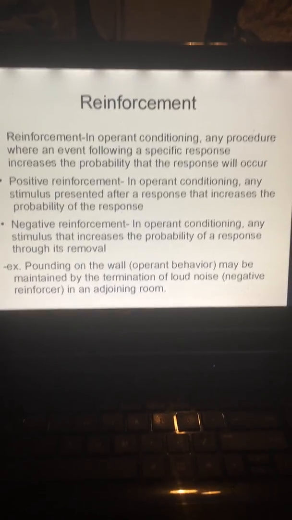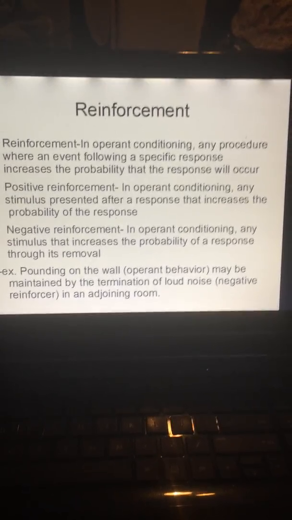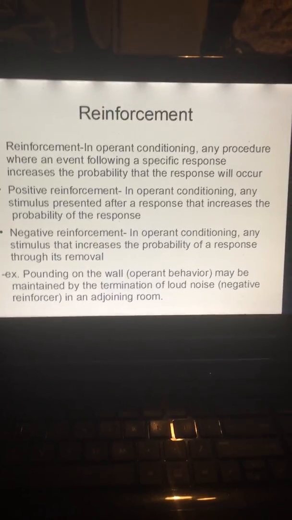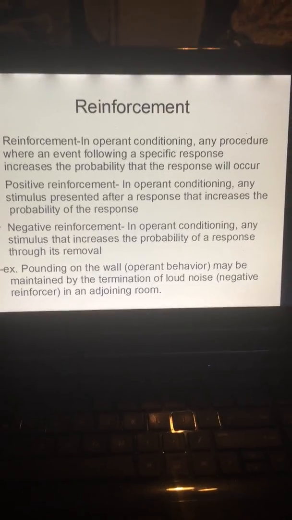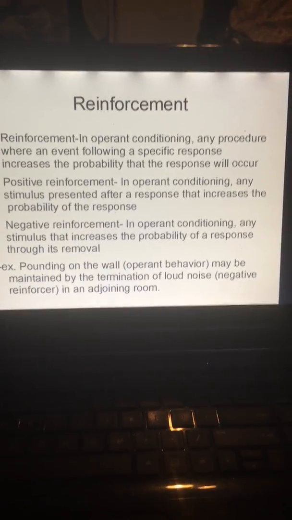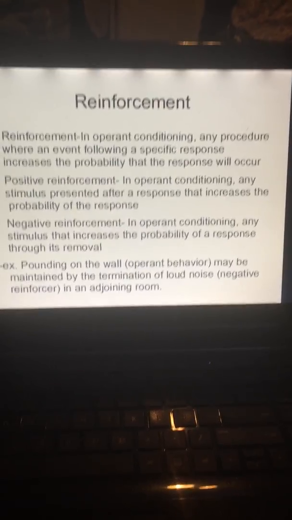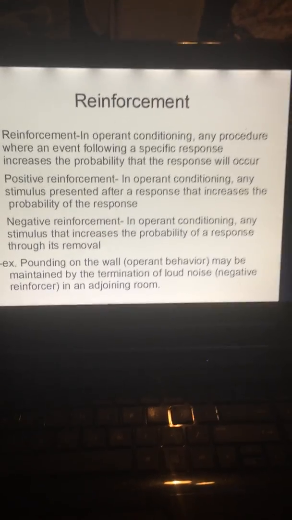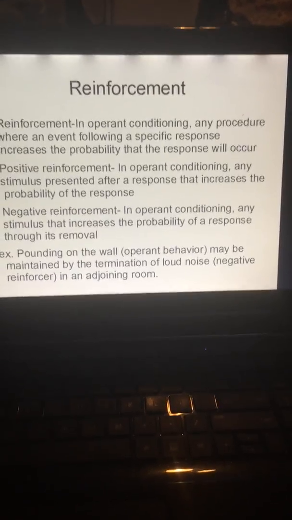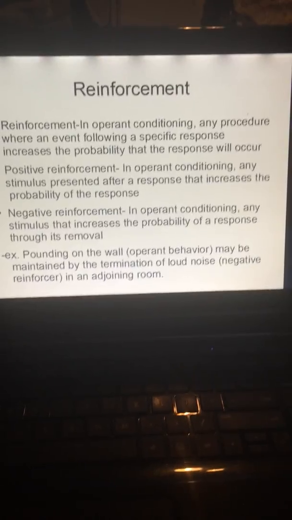Reinforcement means when you do a procedure, when an event following a specific response increases the probability that a response will occur. You get someone picking on you in class, and you give in to him. That person is then reinforced. I've seen it with my students, I've seen it with anyone. You want your kid to do well in school, give him a Skittle when he does something good, or give him praise. Praise works awesome with kids, in my experience. It works awesome with my students too.